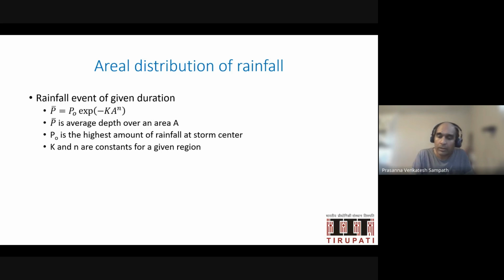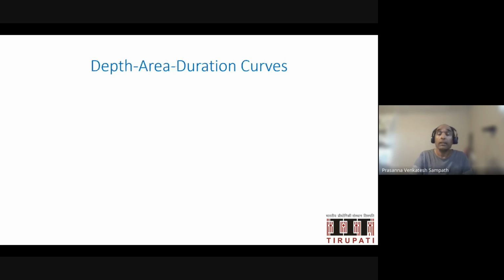Okay, let's move on. Now, this is the areal distribution of rainfall. This, of course, is not very popularly used these days, but I'm just giving you the historical perspective. Okay, right. The next topic that we'll touch on is this idea of the depth, area, duration curves. Now a DAD curve, as it is sometimes called, is a way of representing multiple pieces of information about a certain rainfall event, right?